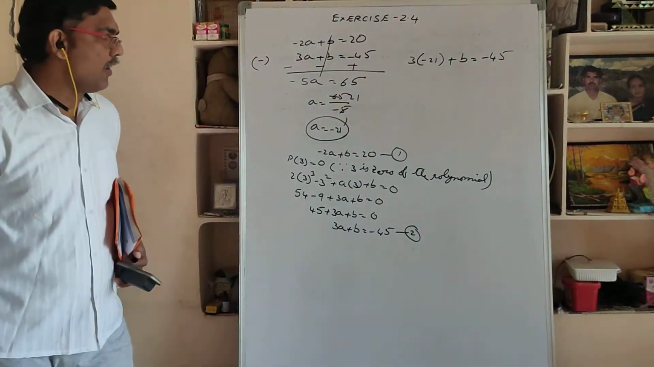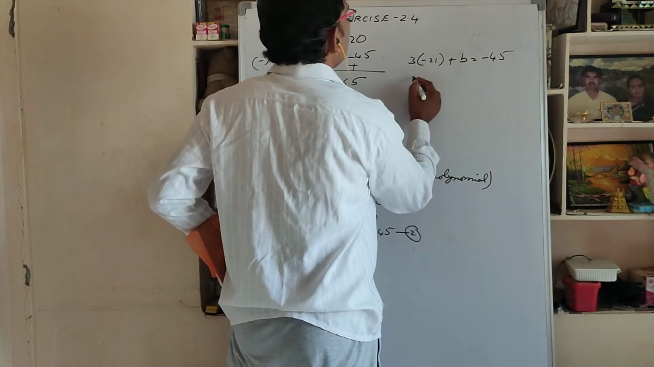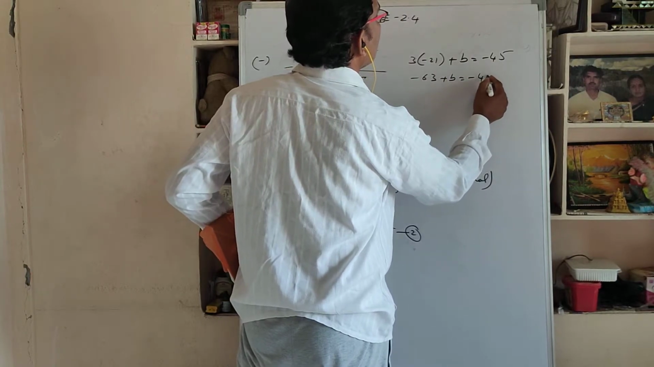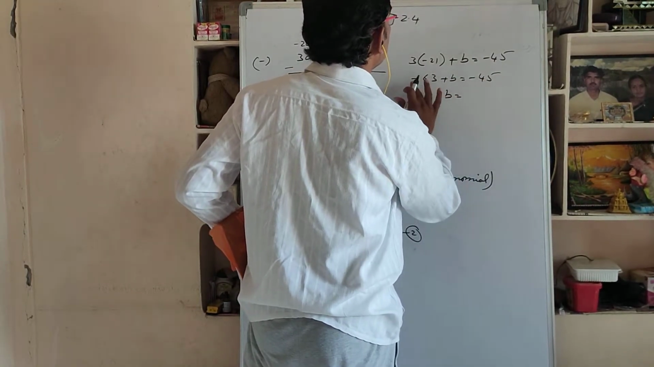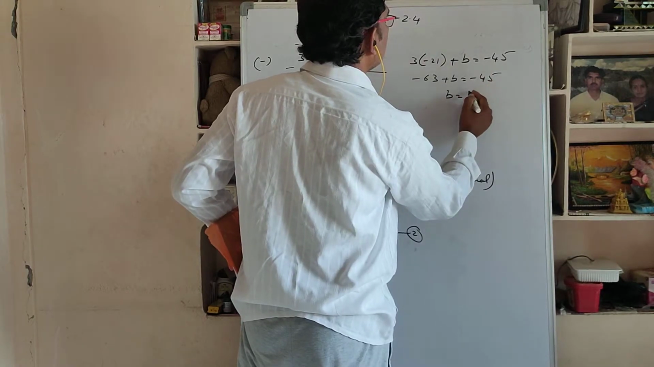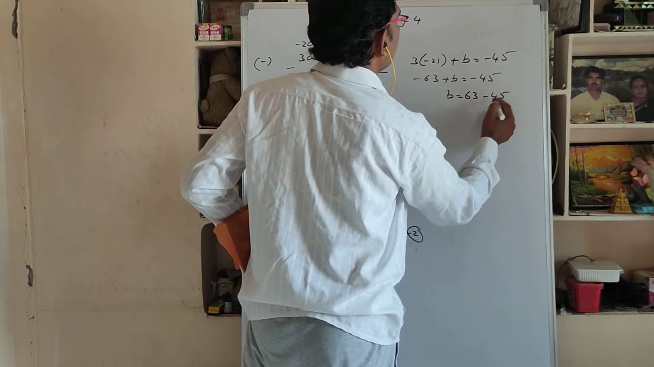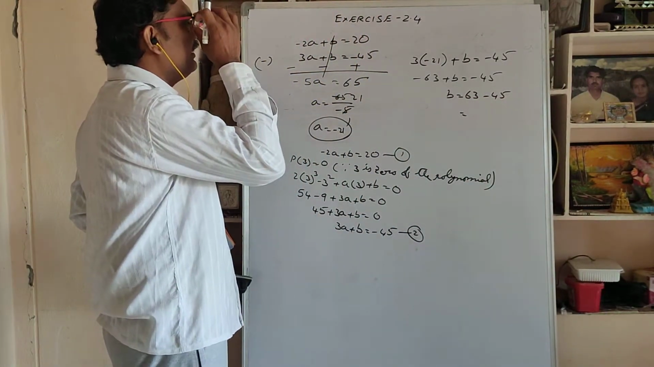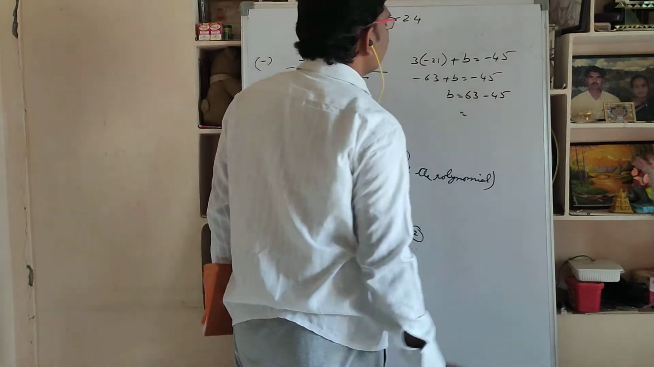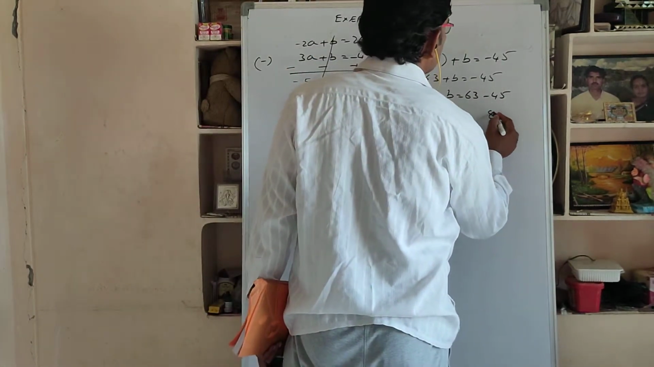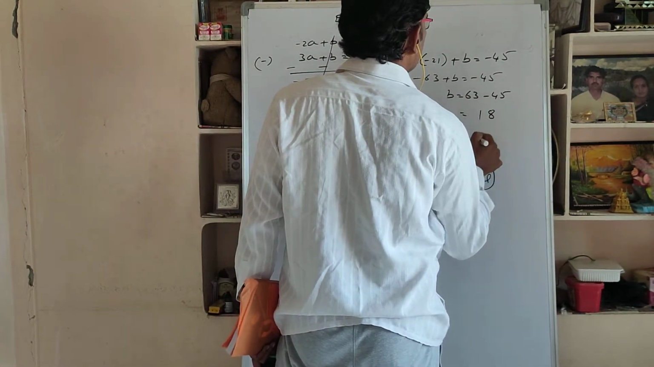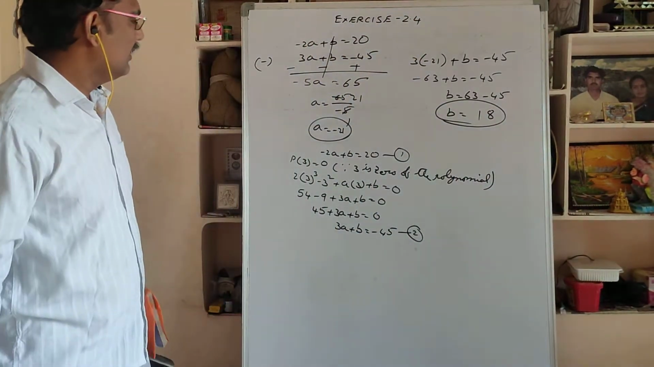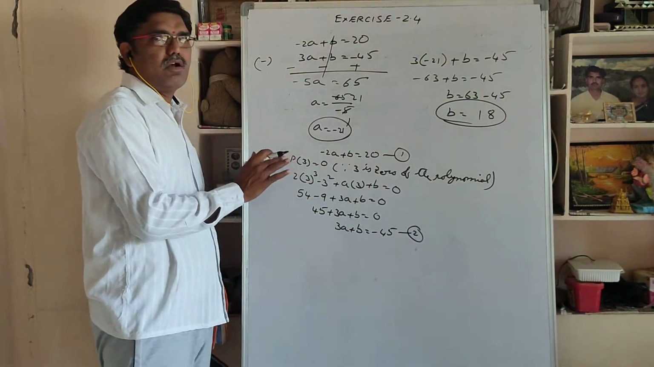Next what I am doing? Minus 3 into 13 is minus 39, plus b is equal to minus 45. B is equal to minus 45, if you are taking this, it's plus 39. 45 minus 39, how much here? That is 6. What you got here? B value as minus 6.